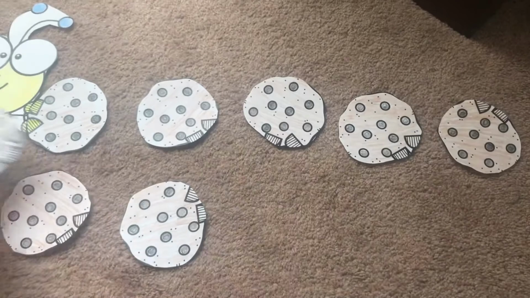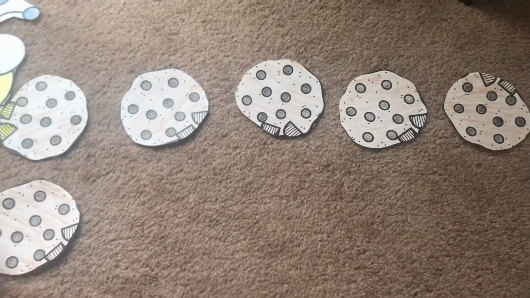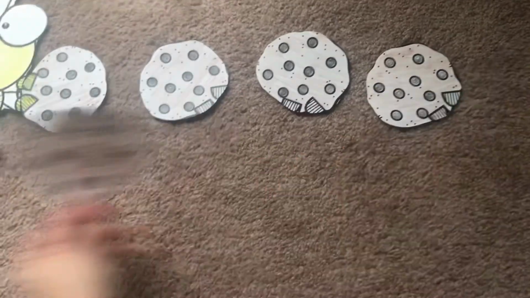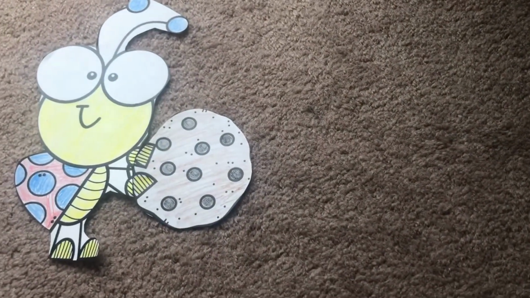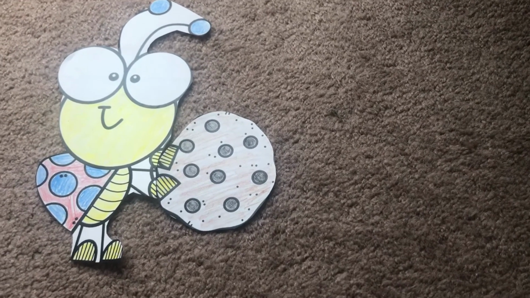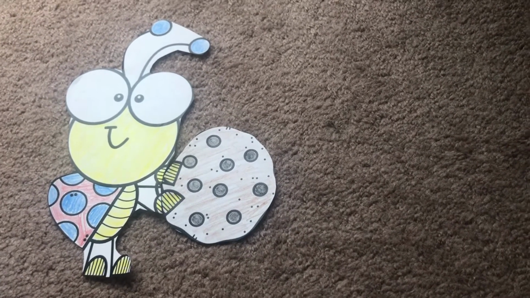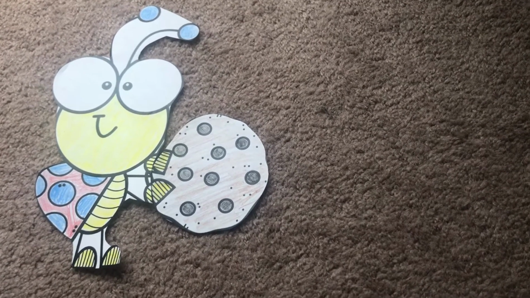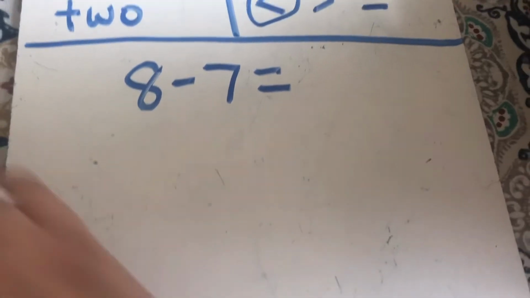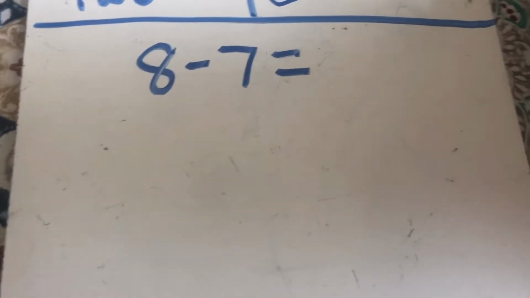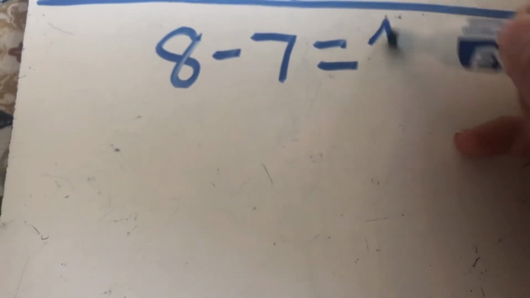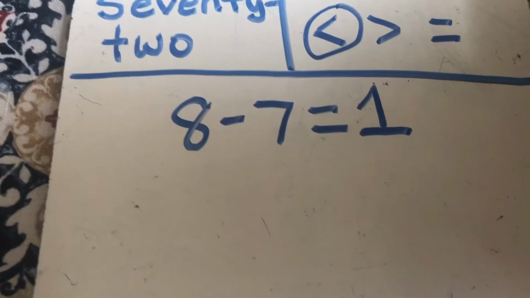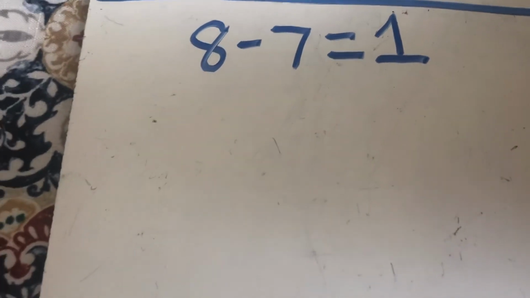Ready? 1, 2, 3, 4, 5, 6, 7. How many cookies does Buggy have left? Just 1 cookie left, right? So 8 take away 7 equals 1. So we are going to write that down for our subtraction problem. Mr. Buggy had 8 cookies, he ate 7 of them, and now he just has 1. Good job. Now we are going to work this out from the board as well.